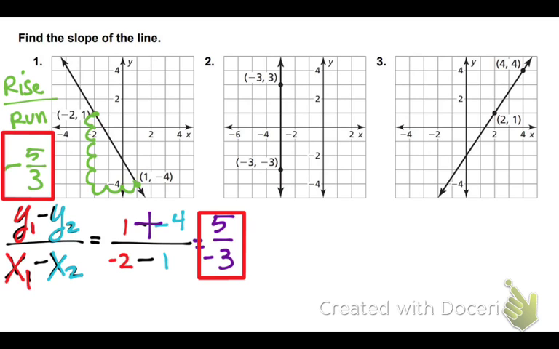Number 2 is a vertical line. So what did we say the slope was for a vertical line? It's undefined. So that's the slope.